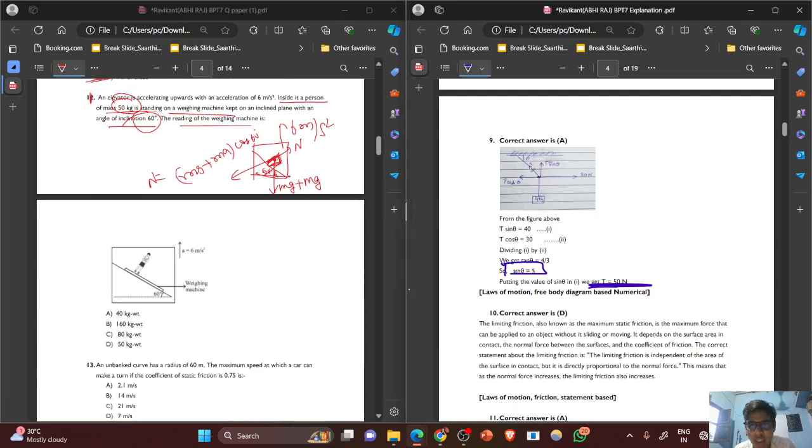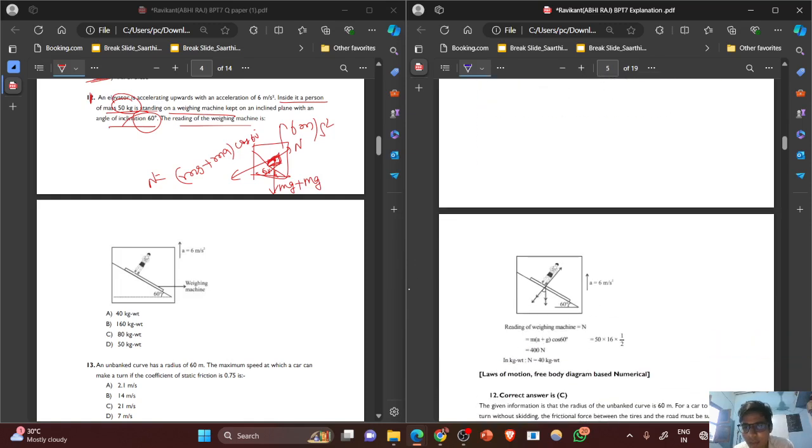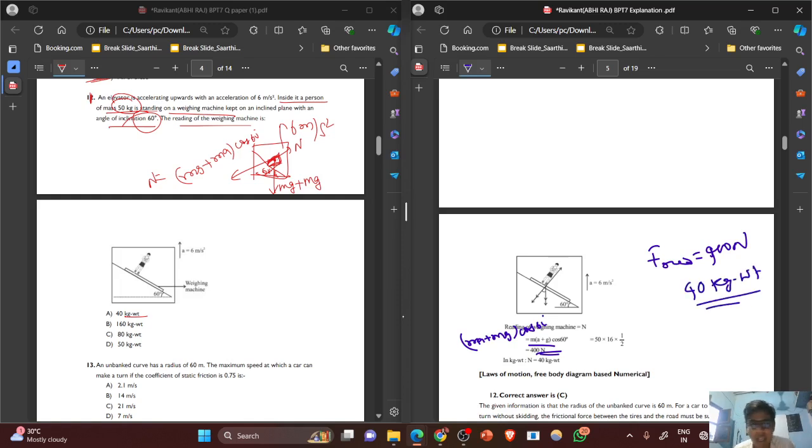You can also see in the explanation. Your reading, if you expand it, will be (ma plus mg) into cos 60 degree. It is asking in kilo weight. So the force of reading will be 400 Newton, that means 40 kg weight divided by 10. So the correct answer is option number first.